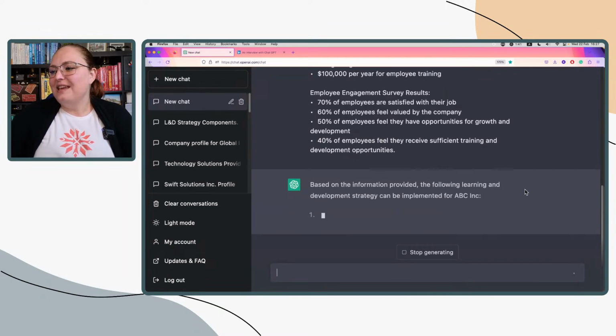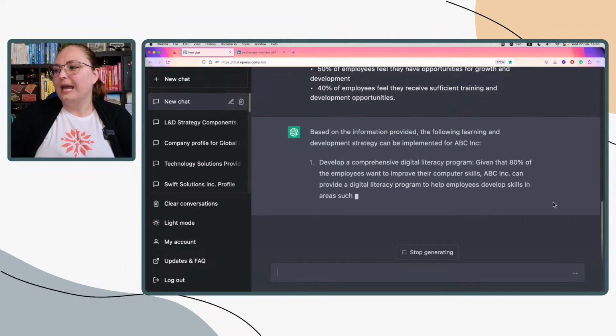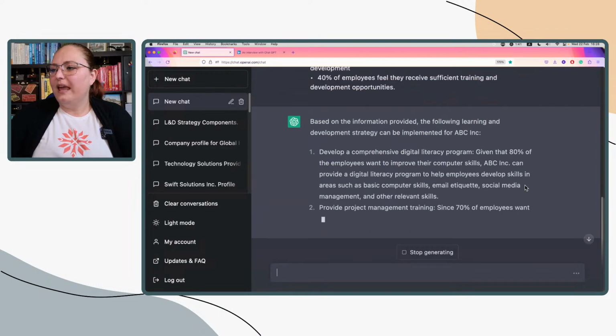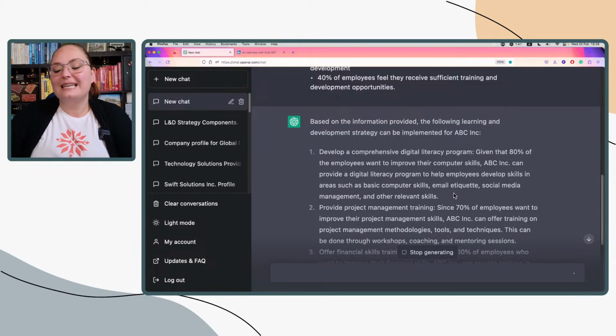All right, based on the information provided, the following learning and development strategy can be implemented for ABC Inc. Oh, wow. It's starting with developing a comprehensive digital literacy program. Given that 80% of the employees want to improve their computer skills, ABC can provide a digital literacy program to help employees develop skills in areas such as basic computer skills, email etiquette, social media management, and other relevant skills. I love this suggestion. I would 100% approve of something like this.